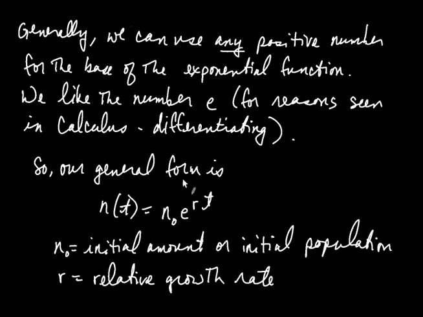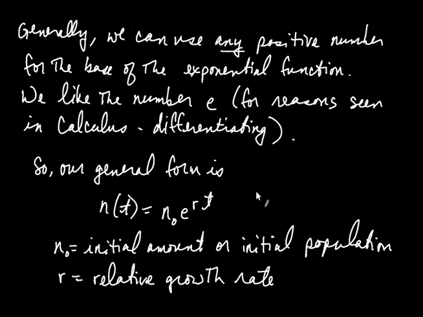So our general form that we're going to use for modeling is this. N, where N might be the number of people or the number of whatever, the population, the amount at some time t is this: N sub 0, that's the initial population when the time is 0, times e, which is about 2.71828, raised to the rt, okay, and r is the relative growth rate.